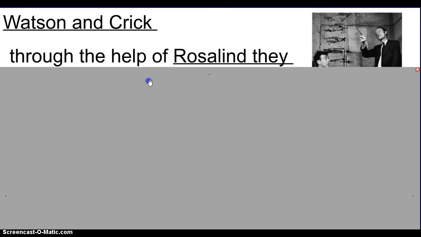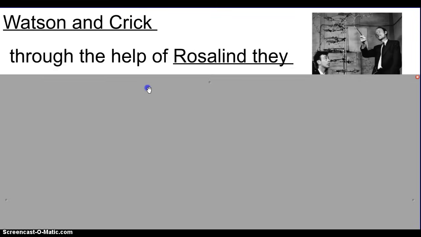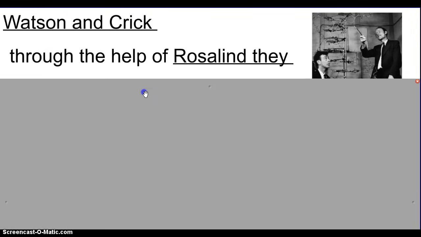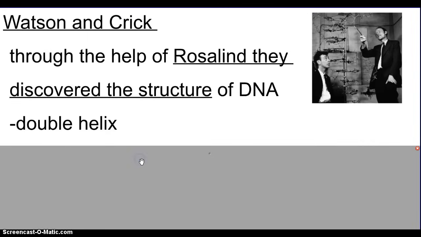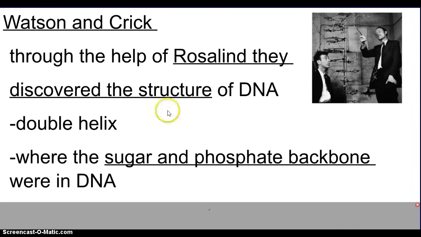So Watson and Crick then kind of stole Rosalind's work and got credit for it in a way. But that's a different story. So with the help of Rosalind, with the help of her X-ray diffraction pictures, they discovered the structure of DNA. They discovered that it was in a shape called the double helix. And so they figured out that the sugar and phosphate backbone was in the DNA, so that was the backbone of the DNA, and then the nucleic acids inside of it.